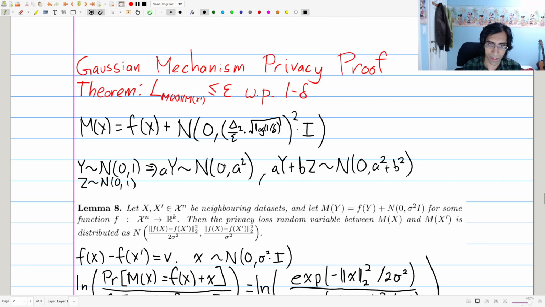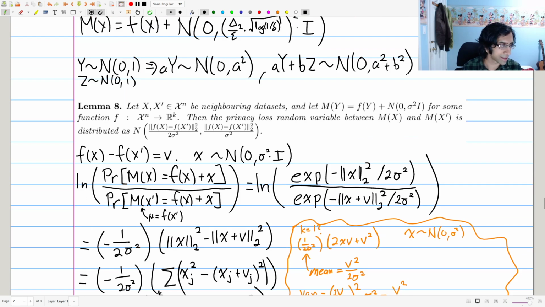So yeah, I think it's kind of nice, and it's a convenient fact that in this case, the privacy loss random variable is Gaussian. In general, that's not the case. For example, when we saw the Laplace mechanism, the privacy loss random variable there wasn't a Laplace distribution. It was kind of a weird distribution, but here it's kind of magical and comes out nicely.